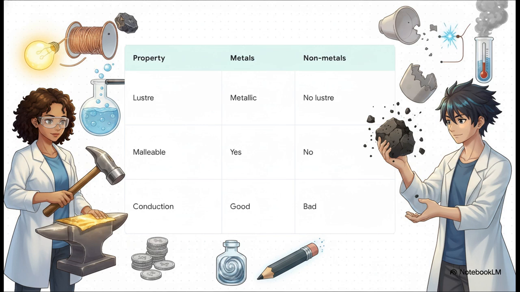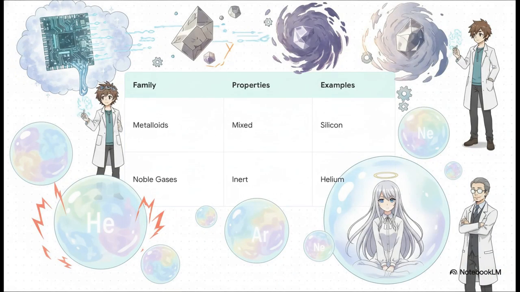But as we know, nature absolutely loves to break its own rules. Take mercury. It's a metal, sure, but it's totally liquid at room temperature. Or what about graphite? It's a nonmetal made entirely of carbon, but it conducts electricity brilliantly. And then we have the weirdos and the snobs of the periodic table.